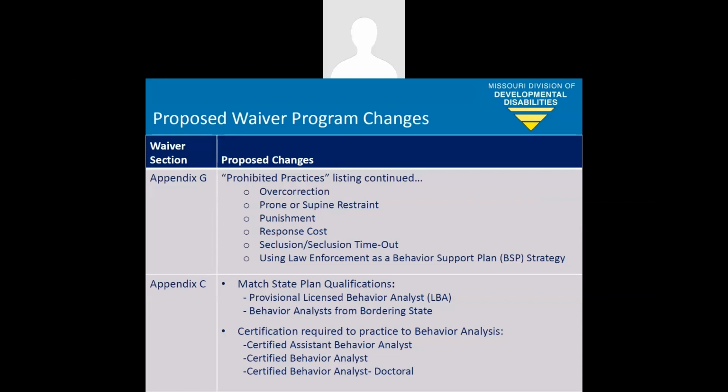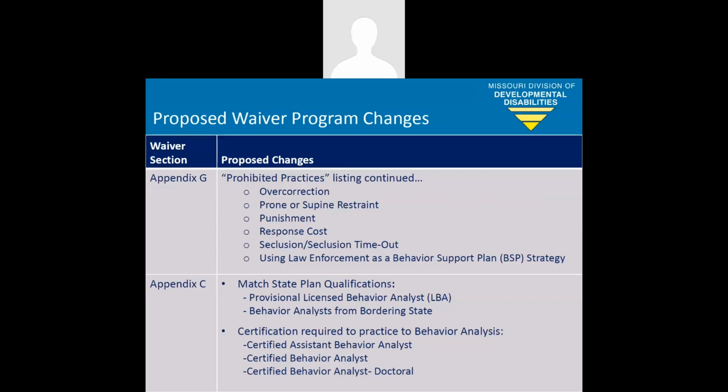Seclusion and seclusion timeout refers to the involuntary confinement and isolation of an individual alone in a room from which the individual cannot leave. They are also not allowed to have contact with others during the procedure. Seclusion timeout is a prohibited practice. And then finally, utilizing law enforcement as a behavior support plan strategy is prohibited in the state of Missouri. Those pertain to the changes that we've made with regards to Appendix G in order to provide for individuals here in the state of Missouri more transparency and clarity with regards to what might be a limited practice or a prohibited practice.